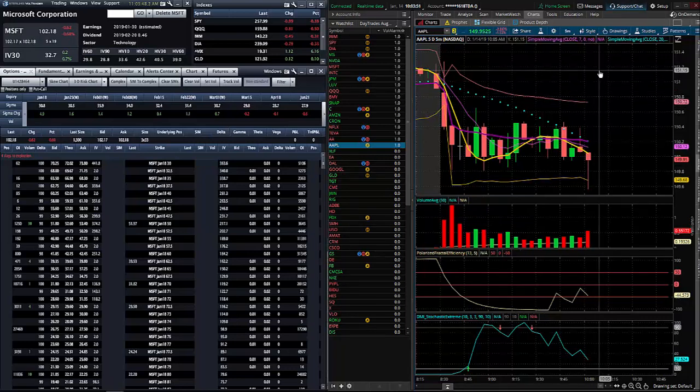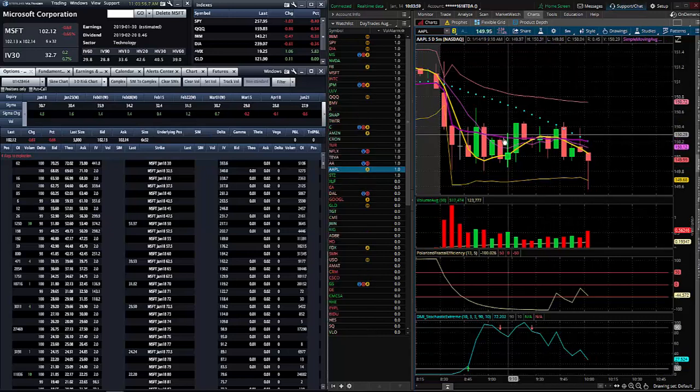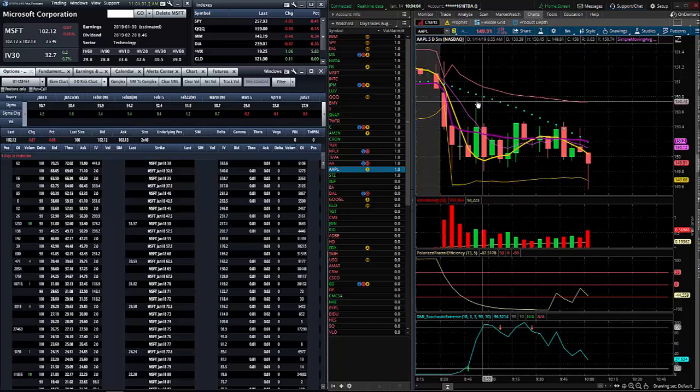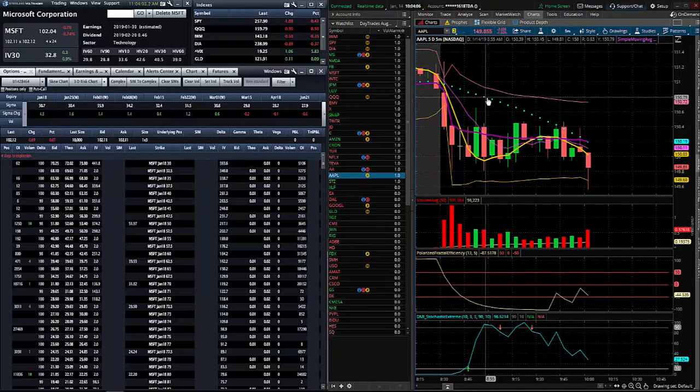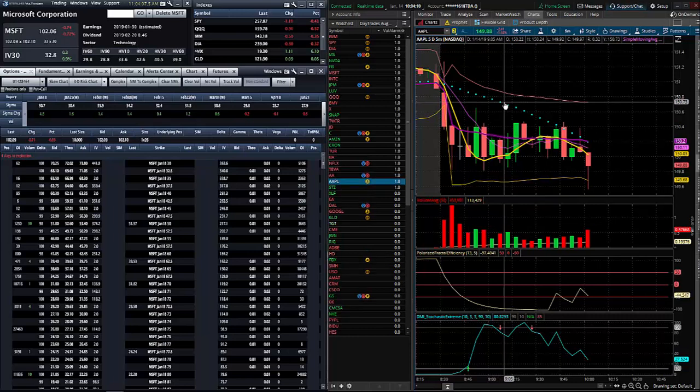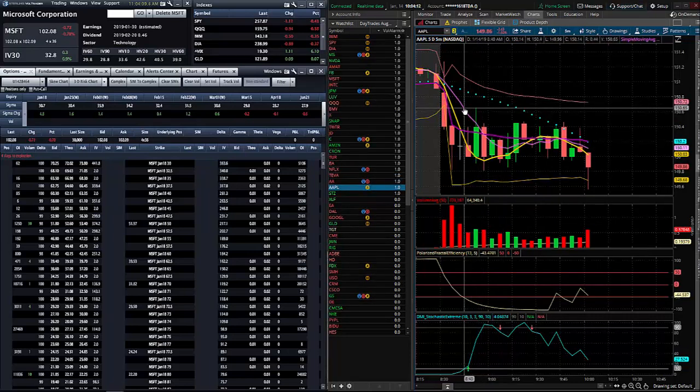Now, could it? Of course it could. But remember, we deal in the world of probabilities, not possibilities. Okay, so that's that. So we got the thicker purple line, pink, and yellow. Now you can see here we got the dotted blue line. That is your 20 period simple moving average. And then the thinner purple line here, that is the 7 period moving average.